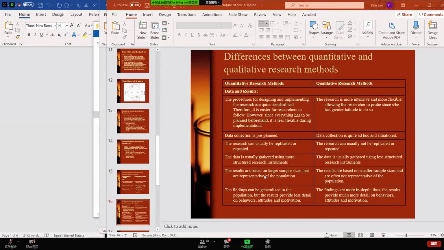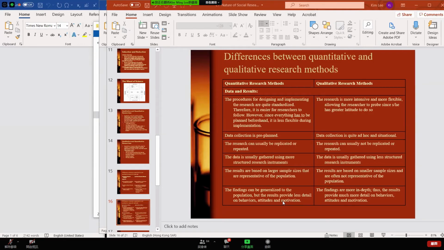Why? Because in qualitative research, you are not aiming at generalizing. You are not aiming at describing the whole world in the same way. But quantitative research does. They want to infer from sample to population. Okay, so this is the big difference, and it is important. The finding can be generalized to the population, but the result provides less detail on behaviors, attitudes, and motivation. That means when you get something from a sample, you can say something about the whole population. Okay, so this is a good thing.